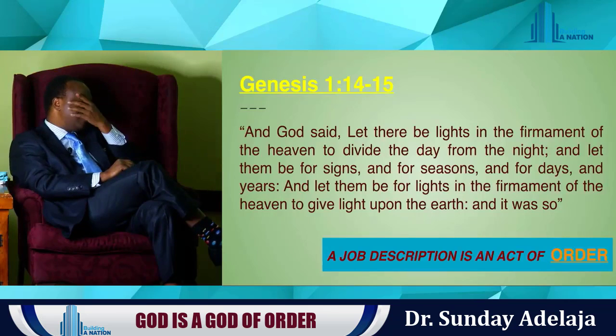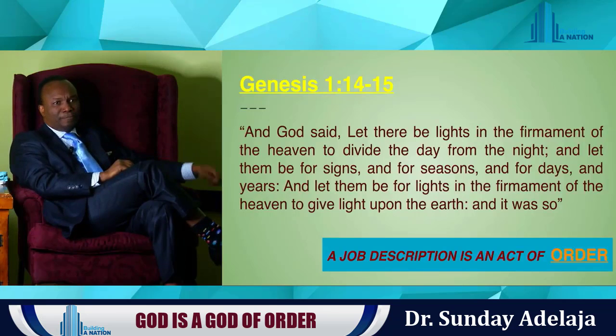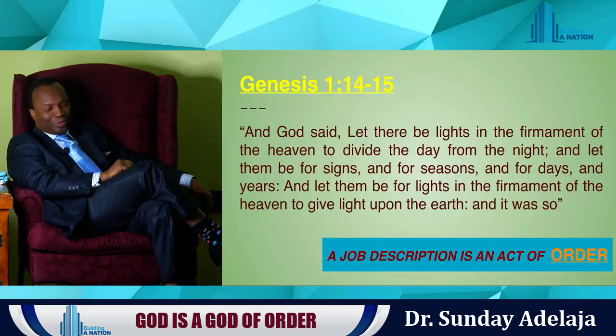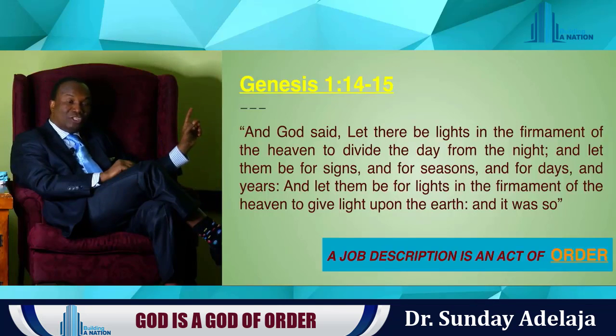Genesis 1:14-15. And God said, let there be lights in the firmament of the heaven to divide the day from the night, and let them be for signs and for seasons, and for days and years. And let them be for lights in the firmament of the heaven to give light upon the earth. And it was so. A job description is an act of order. You see, this is job description here.